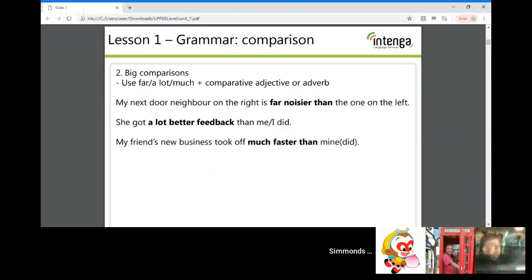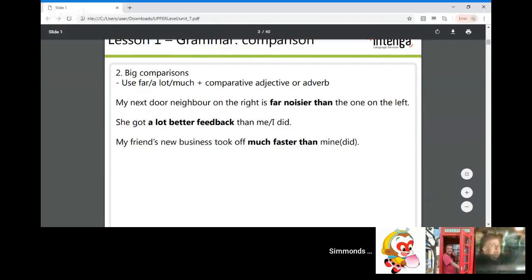So this third sentence is: our friend's new business took off much faster than mine did. What is took off? Let's start with that first. What is to take off in this context? To launch. Okay, yeah. So your friend's business is doing much better, basically, than yours, than the person who's saying this. Okay. Now in this, a plane, like a plane.